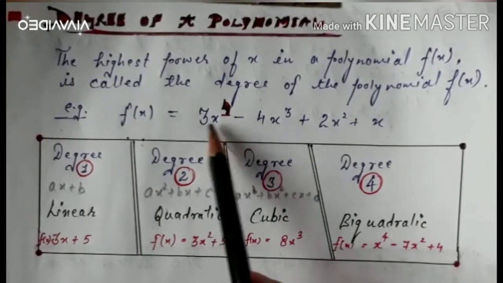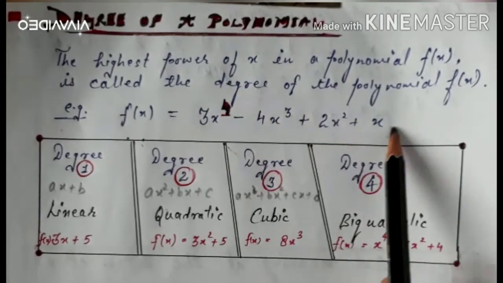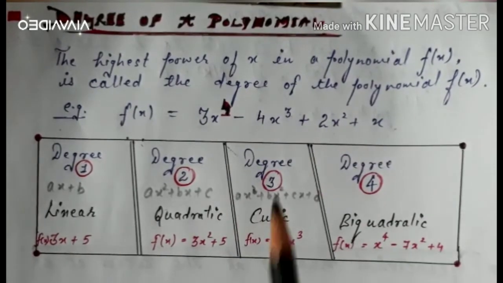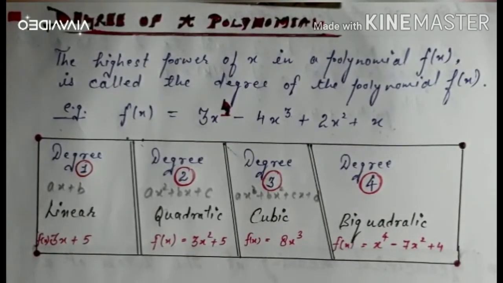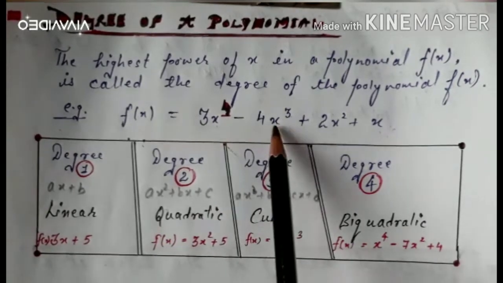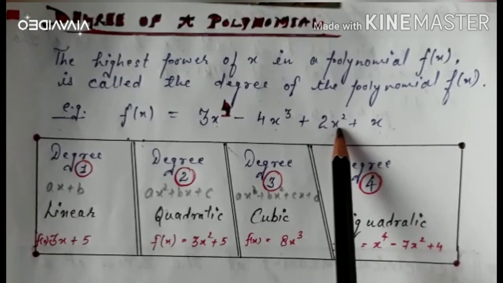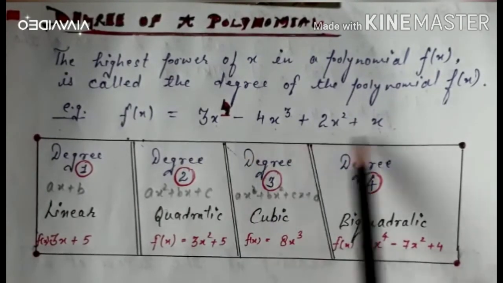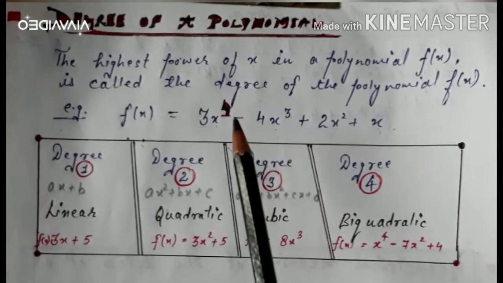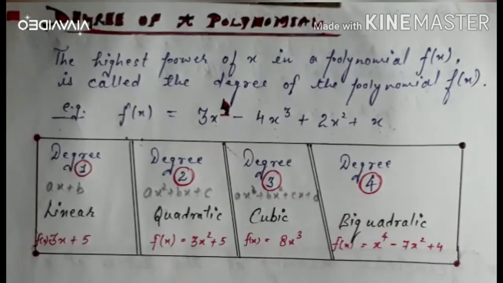Suppose we have taken a polynomial: 3x power 4 minus 4x cube plus 2x square plus x. This is a polynomial of which variable? It is the variable x. So here what is the highest power of the variable? The power of x here is 4, here it is 3, here it is 2, and here it is 1. So the highest power of this polynomial is 4. So the degree of this polynomial will be 4.